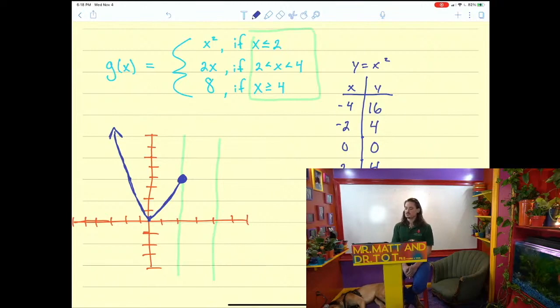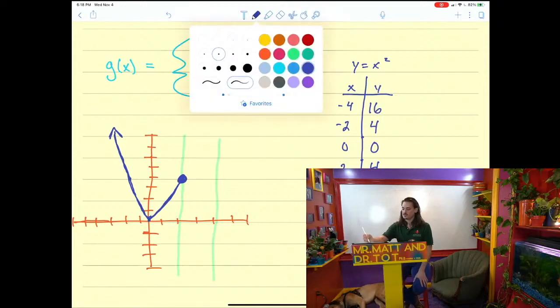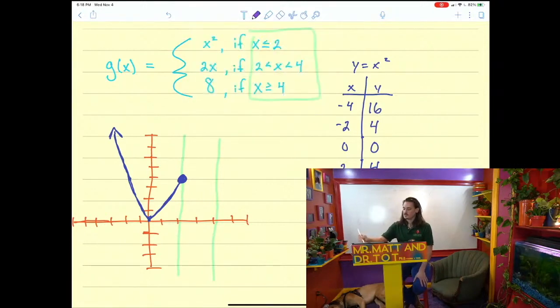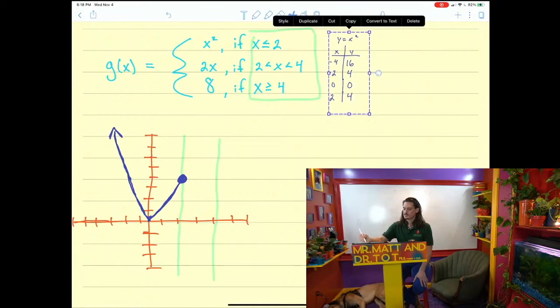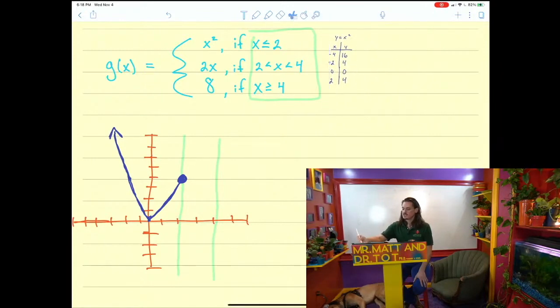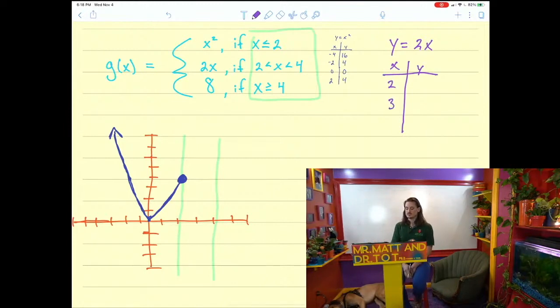Now, in between 2 and 4, we're bound by the function 2x. So let me do that in another color. And let me get some room here. So if y is equal to 2x, and we make a table here, we're concerned about the x values of +2, +3, and +4, at least those are the integers that lie within the domain of this function for this particular equation.